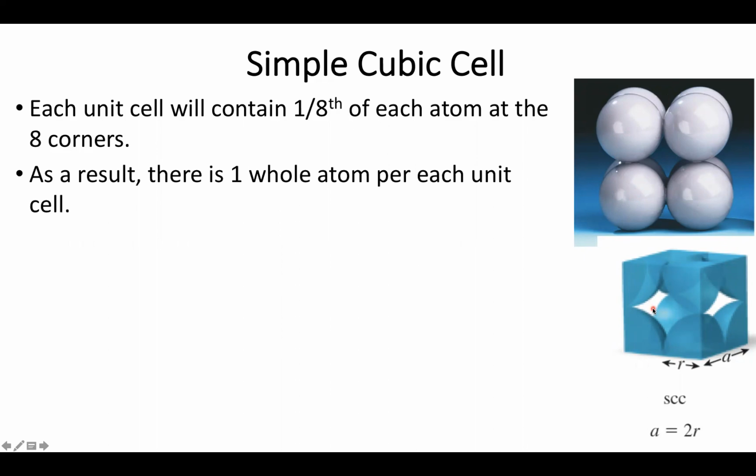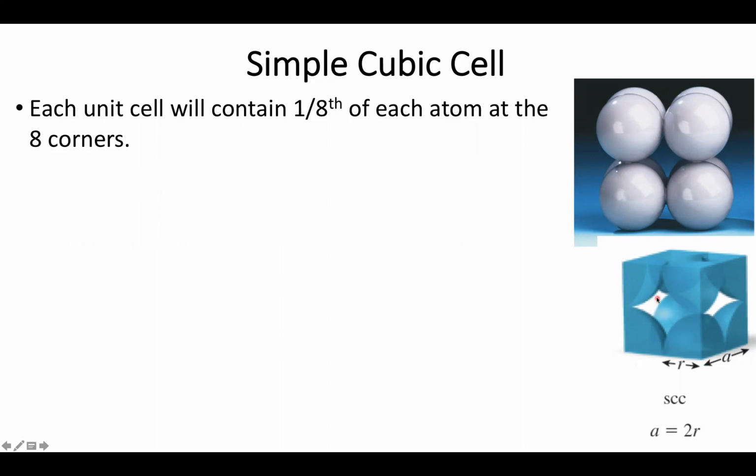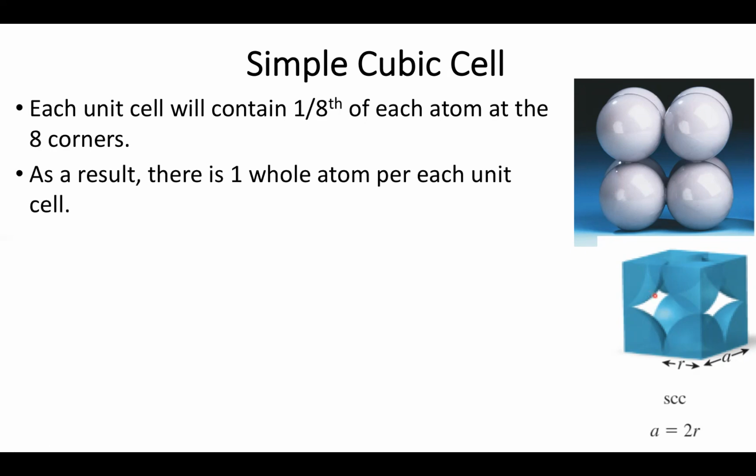So we've got 8 different corners, each of which contains 1/8 of an atom. If we multiply these together, it means that we have one atom. So there's one whole atom per unit cell. And if we go ahead and repeat this, you can see how we end up generating the lattice.